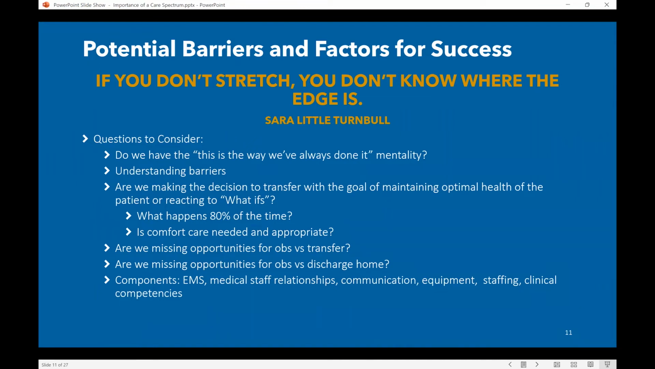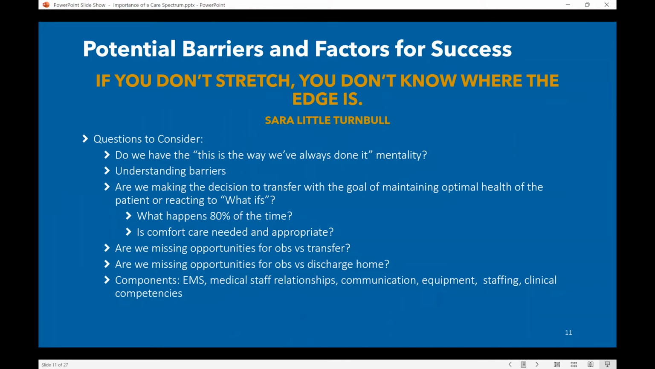We need to ask the question, what happens 80% of the time? We hear a lot from hospitals that their providers ask, well, what if that happens? Then we have to transfer. Are we really sure we should keep this patient? So we need to really look at what happens most of the time. If comfort care is needed, why are we transferring patients? We've also found through this process that many hospitals would transfer out a patient when it's obvious that patient just needs comfort care. So why don't we keep them there instead of transferring them out?